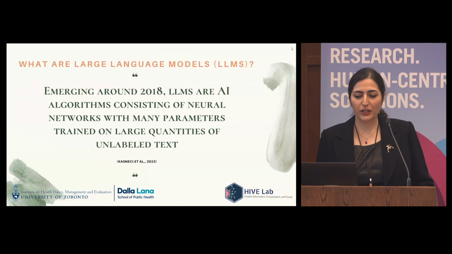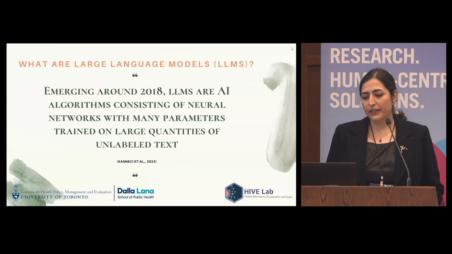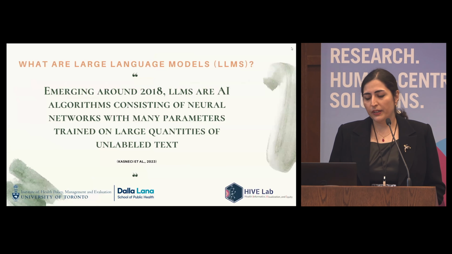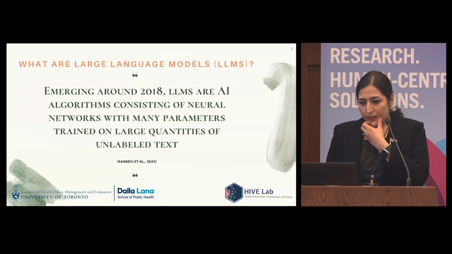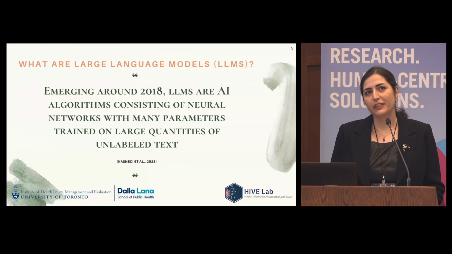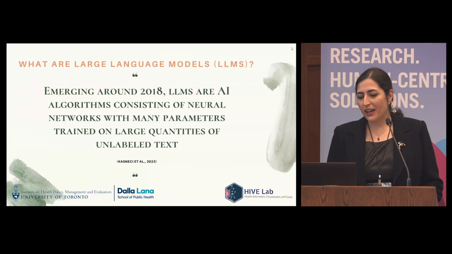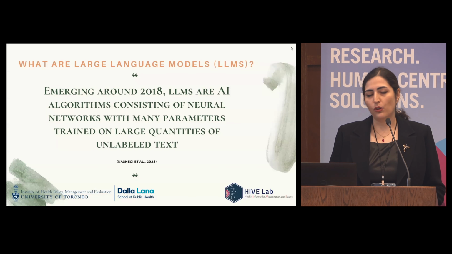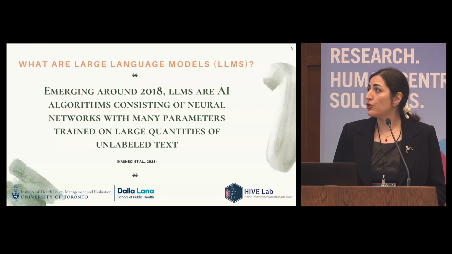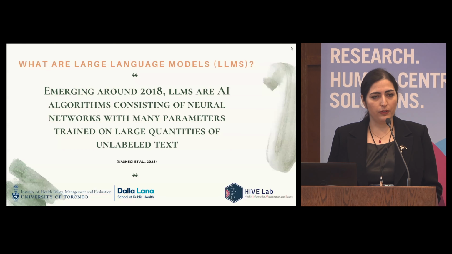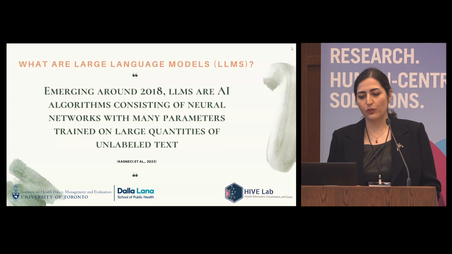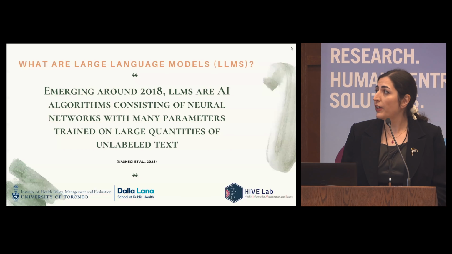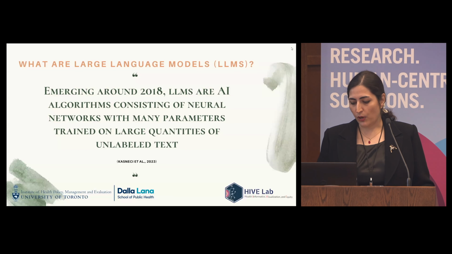So, a little bit about large language models. They emerged around 2018 and consisted of neural networks with many parameters, typically billions or even more, trained on large quantities of unlabeled text. They made really big advancements in the field of natural language processing, and they have the ability to generate human-like text and also answer questions. They have shifted the focus of natural language processing studies from the previous paradigm of using supervised learning on labeled data for training machine learning algorithms. Large language models can perform various tasks with zero or even minimal prompts.